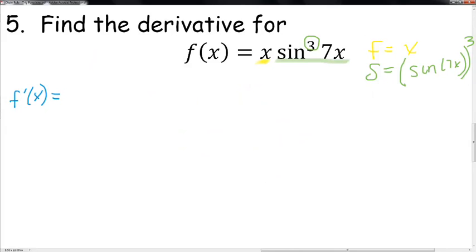So when I take the derivative of this guy, I'm going to use my product rule. So the derivative of my first is 1 times my second. So we can just go ahead and write, I'll put this in brackets so you can see it. Sine of 7x to the third plus the first.